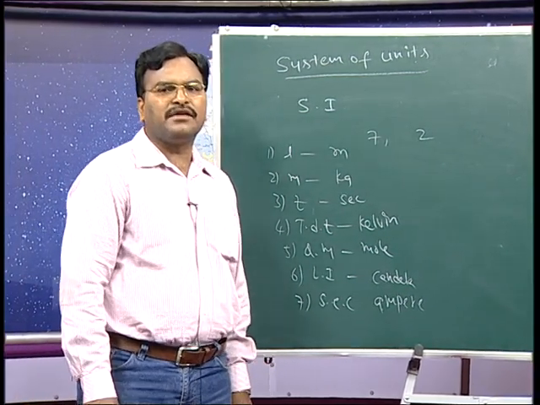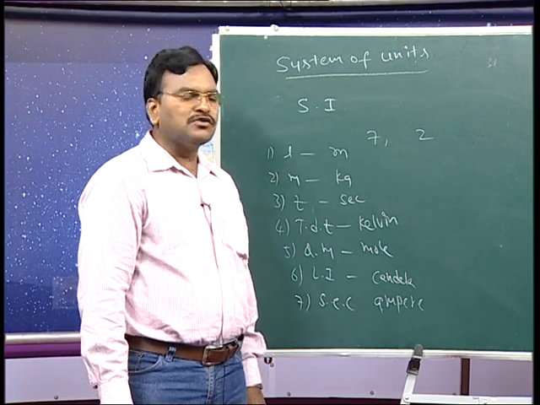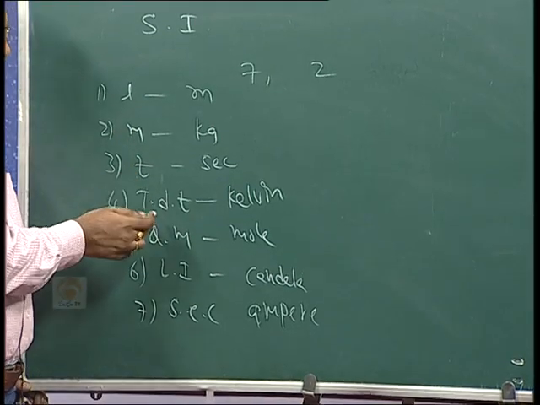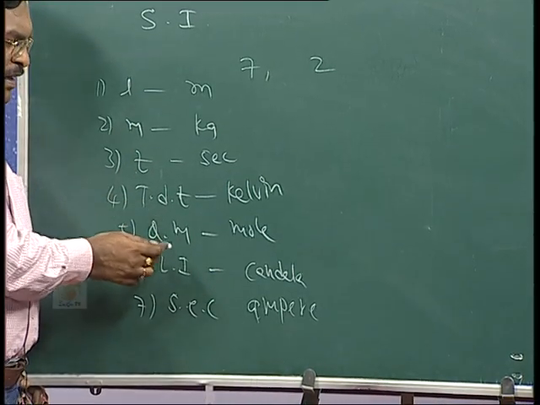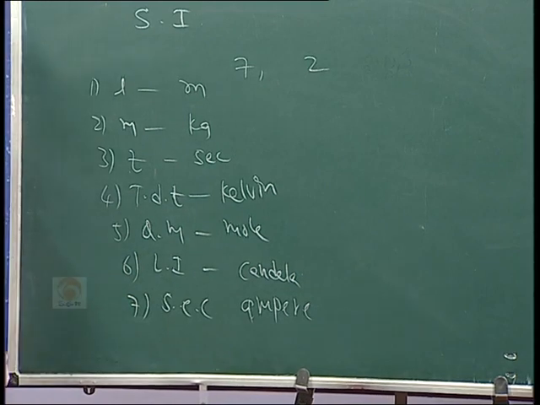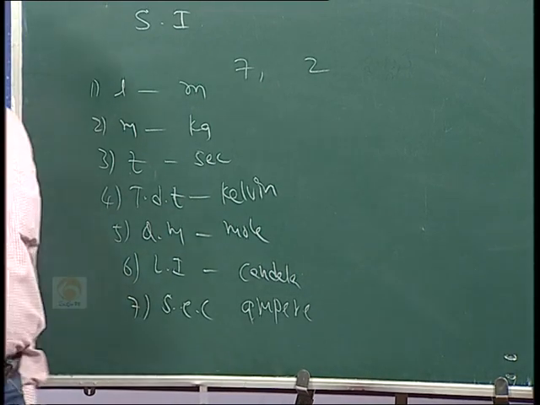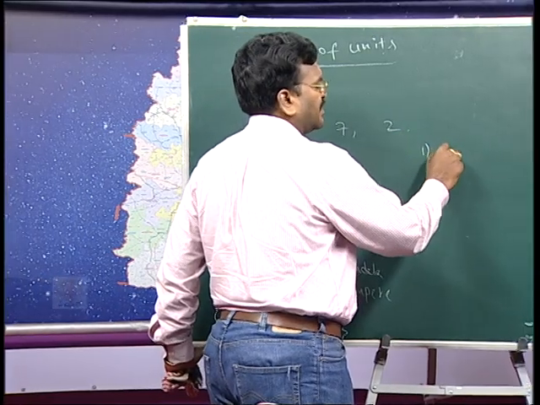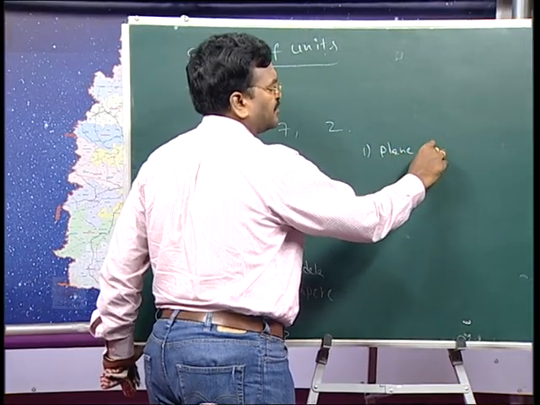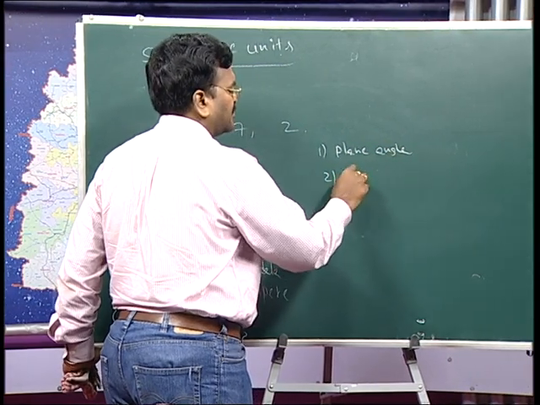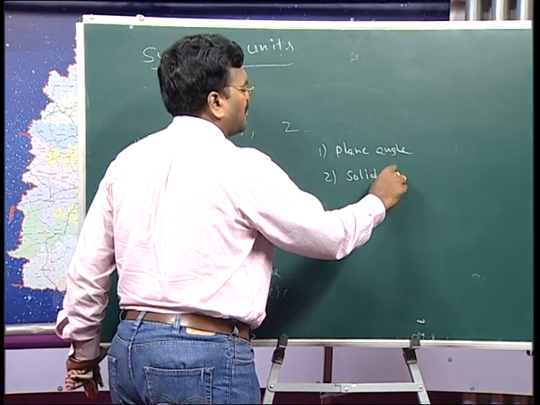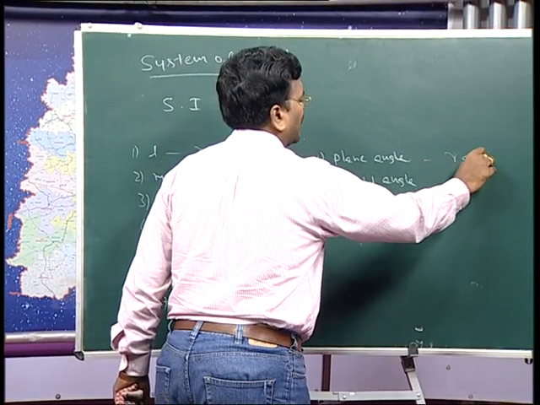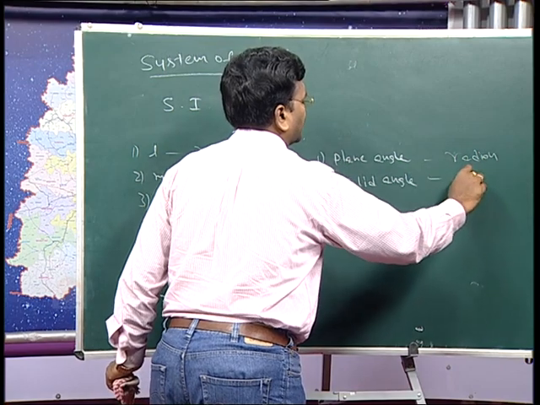Now the SI system consists of 7 fundamental quantities and 2 supplementary quantities. The 7 fundamental quantities are length, mass, time, thermodynamic temperature, quantity of matter, luminous intensity, and strength of electric current. The 2 supplementary quantities are plane angle and solid angle. The unit of plane angle is radian. The unit of solid angle is steradian.